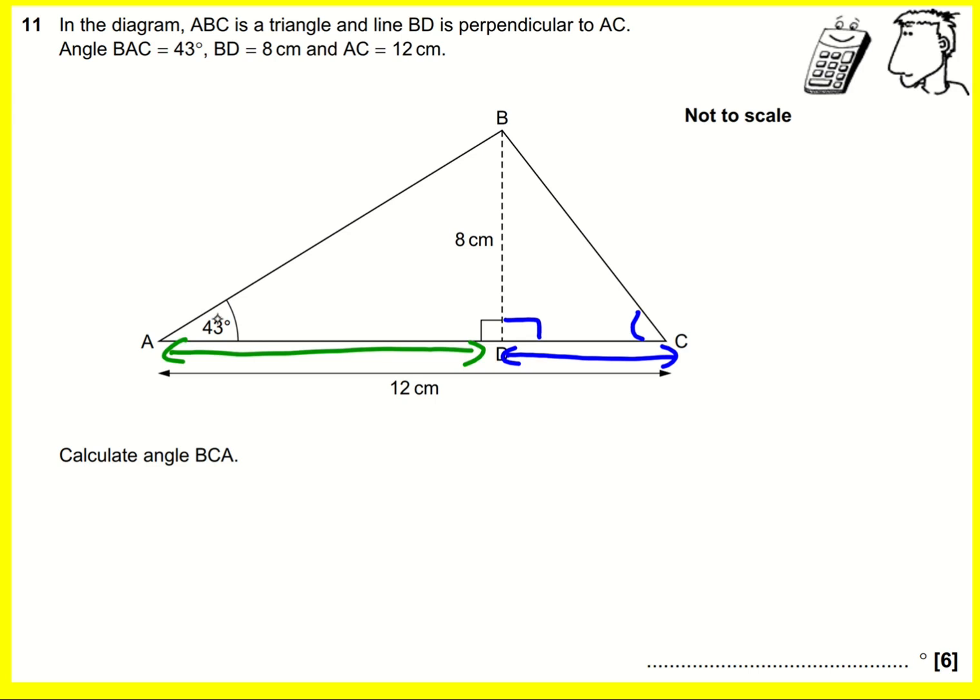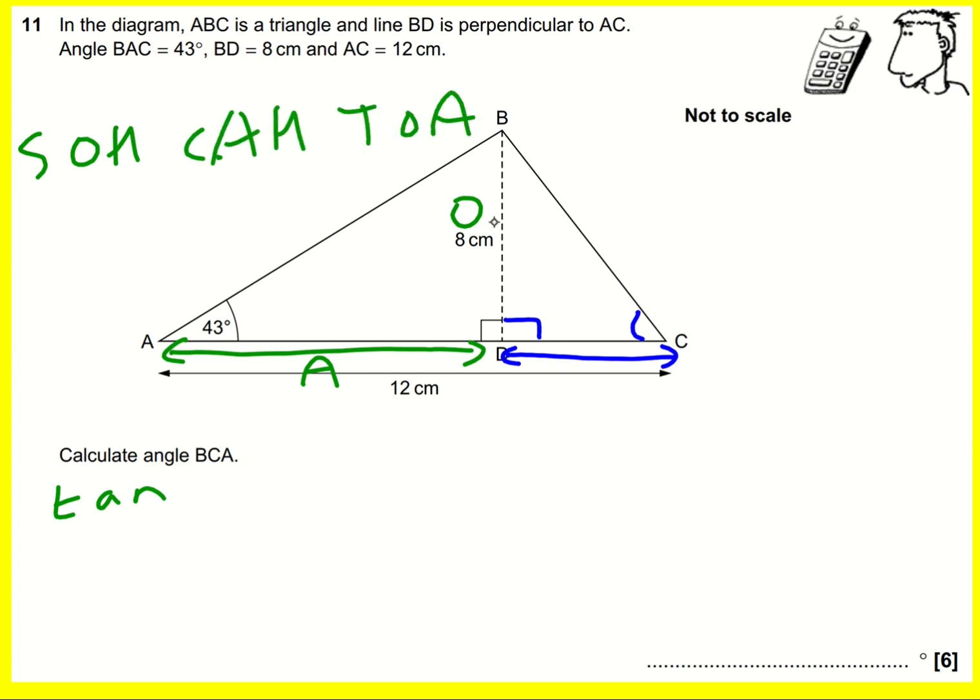So I've got my angle here. 8 is going to be the opposite. This is going to be the adjacent. So I can write down tan. SOHCAHTOA. Just jumping straight into it. I've got O, I want A, so it's going to be TOA, so it's going to be tan 43 is equal to 8 divided by my A.